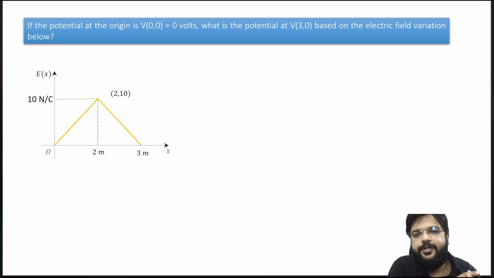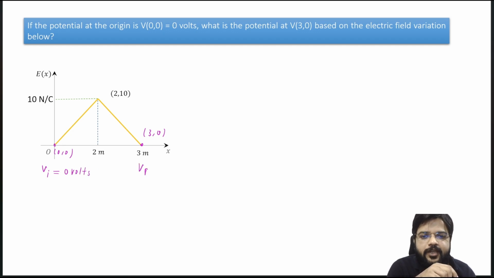Let's see the next question everyone. If the potential at the origin is 0 volt, what is the potential at 3, 0 based on the electric field variation below? Correct? So here we want the potential at this point, at 3, 0. And this is the origin 0, 0. And V initial is how much everyone? What is the potential at the origin? It is 0 volt. And at this point we want V final. So let's see how we can do this question.